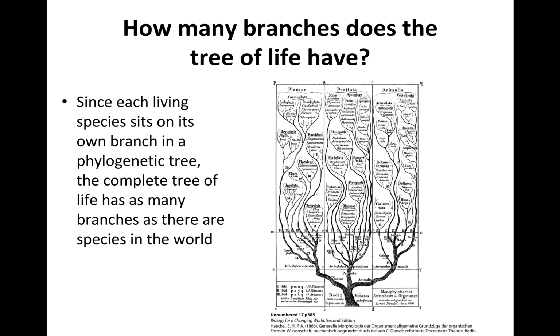So how many branches does the tree of life have? Since each living species sits on its own branch in the phylogenetic tree, the complete tree of life has as many branches as there are species in the world. And again, we know it's incomplete because we still have yet to discover a lot of different species that we hypothesize exist.